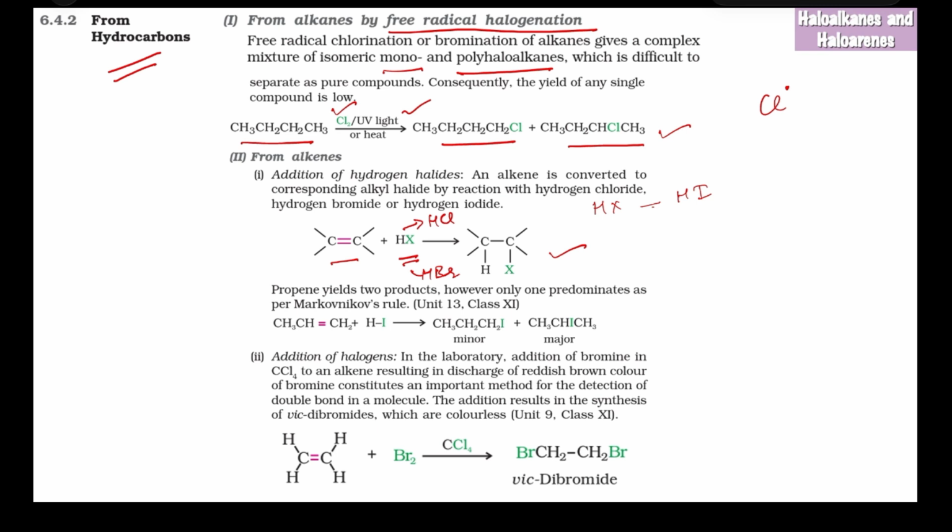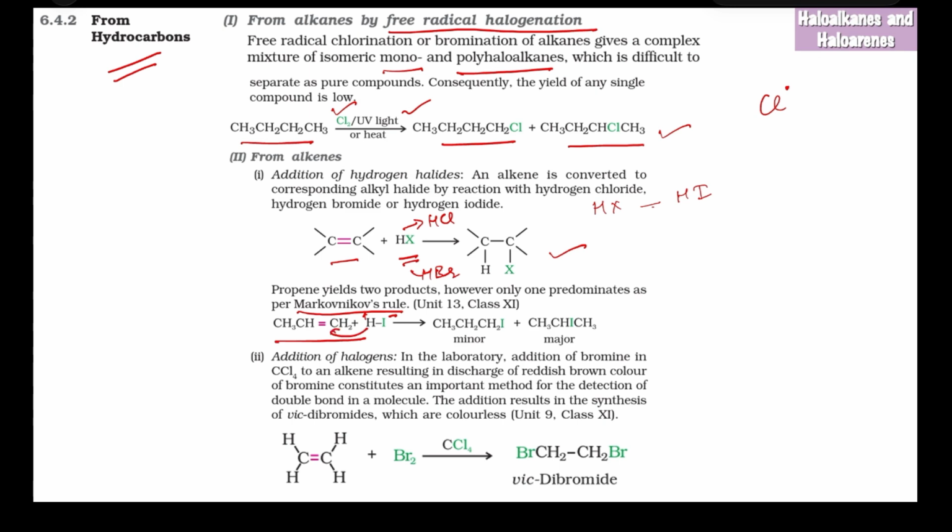obtained. If the alkene is unsymmetrical, meaning the number of carbon atoms on both sides of the double bond is different, then the addition of hydrogen halide will take place according to Markovnikov's rule. Here, this hydrogen iodide breaks into H plus and I minus ion. H plus ion goes to the carbon having greater number of hydrogen atoms and I minus goes to the carbon having lesser number of hydrogen atoms.